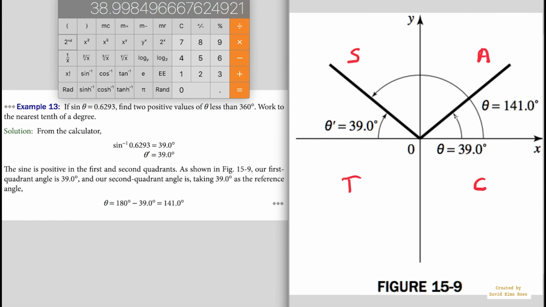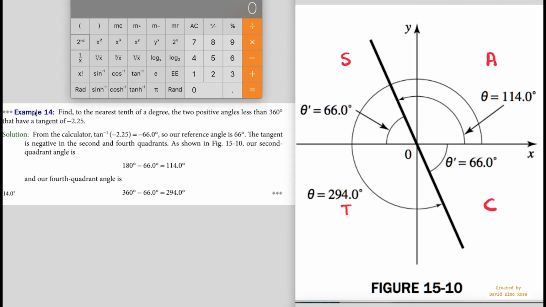39 is one of our two angles. The other angle we're going to get by subtracting this from 180 degrees. So let's subtract this from 180 degrees by changing sign here and adding 180. So our other angle that we've got here is 141 degrees. So 141 is one of our two angles, 39 is the other of our two angles here. Now take a look at example 14.